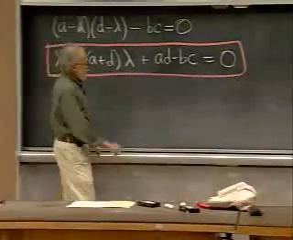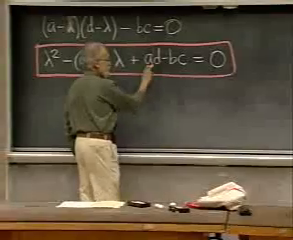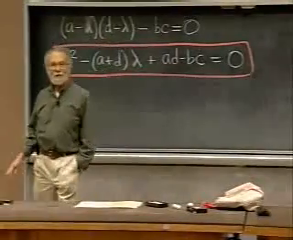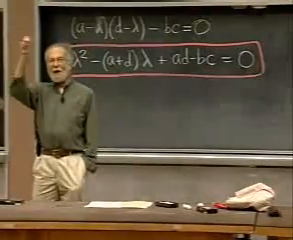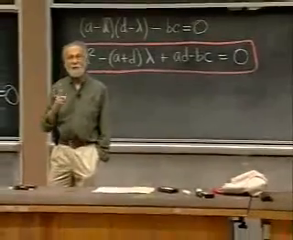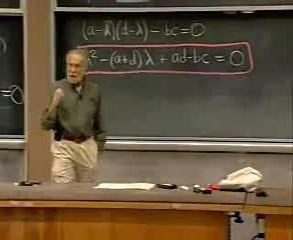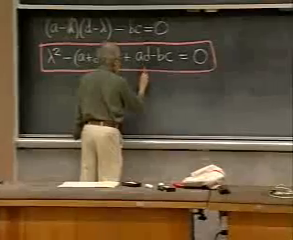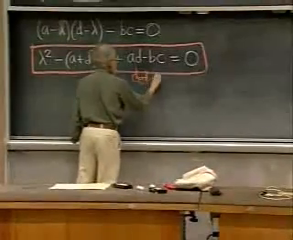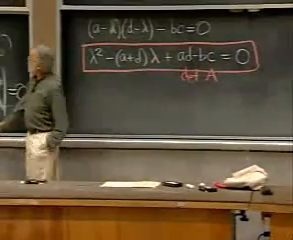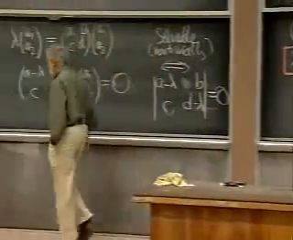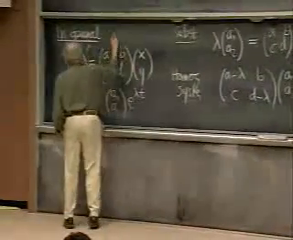Now, what is this? Remember, what's the constant term? AD minus BC, what's that? The matrix is A, B, C, D. AD minus BC is its determinant. This is the determinant of that matrix A. I didn't give the matrix a name, did I? Okay, I will now give the matrix a name, A.